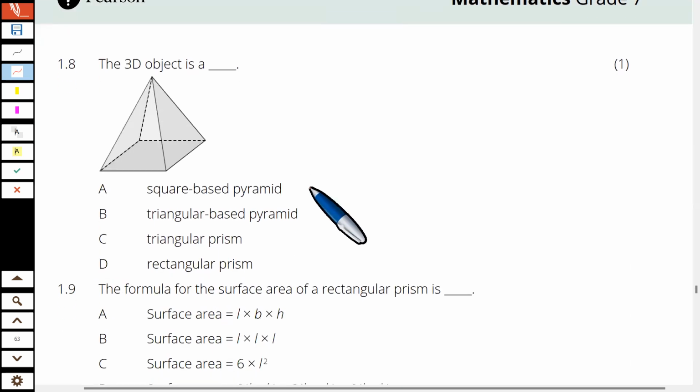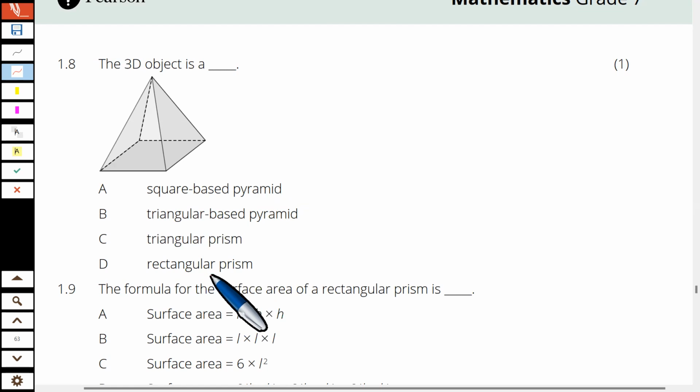Right, the 3D shape is a what? Is it a square-based pyramid? Is it a triangular-based pyramid? Is it a triangular prism? Is it a rectangular prism? What do you call the shape? 1.8, your answer, please. We'll discuss the answer together.